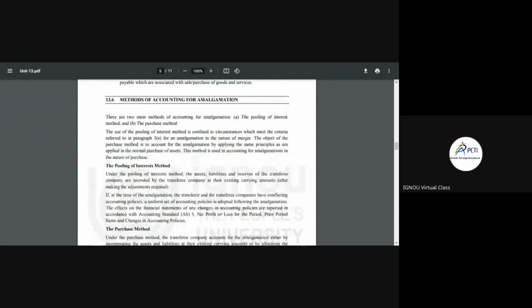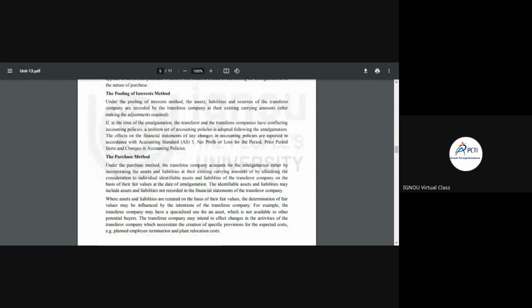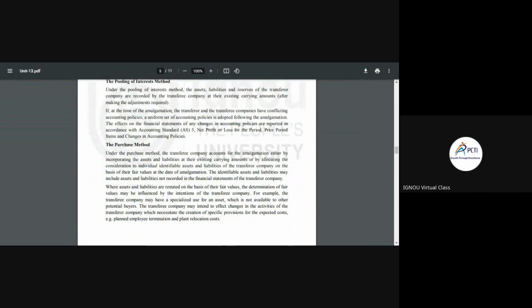Then methods of accounting for amalgamation. There are two methods. First one is pooling of interest method and the second one is purchase method. So first one is the pooling of interest method. Under the pooling of interest method, the assets, liabilities and reserves of the transferor company are recorded by the transferee company at their existing carrying amounts.